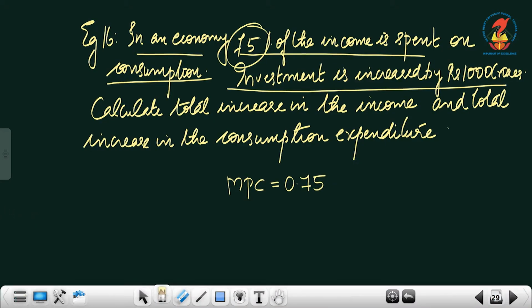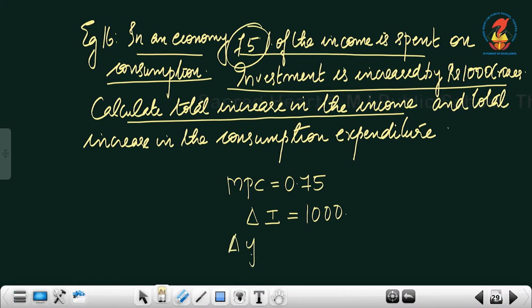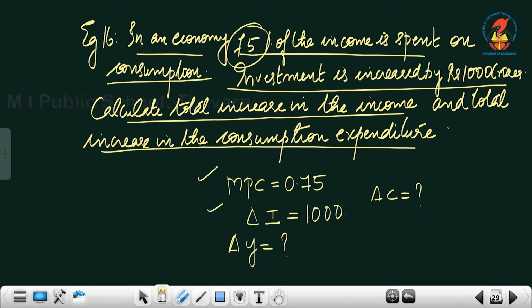Investment is increased by 1000 crores. So, investment is increased means what? Delta I is given as 1000 crores. Calculate the total increase in the income. You have to calculate the total increase in the income, delta Y is question mark. And the total increase in the consumption expenditure, you have to find out delta C also. So, these two are the information given and these two you have to find out. Okay, so let us find out the answer for the same.